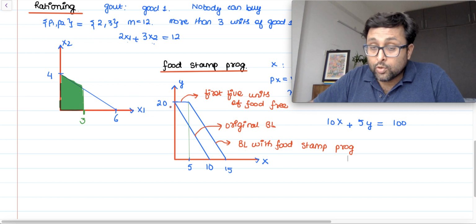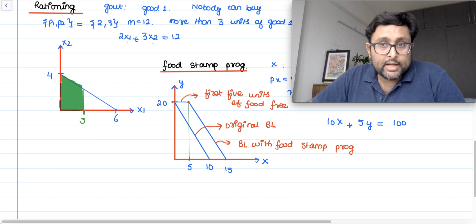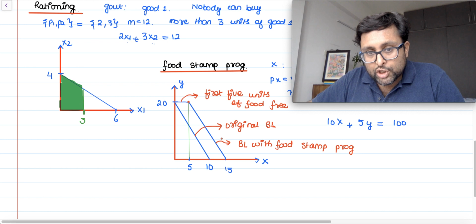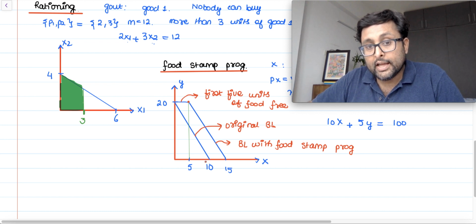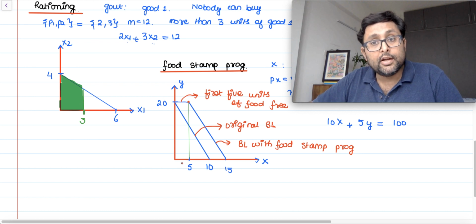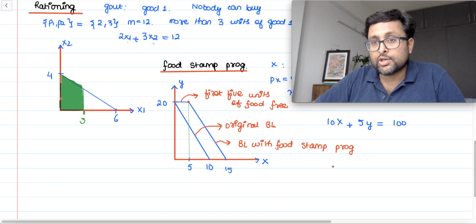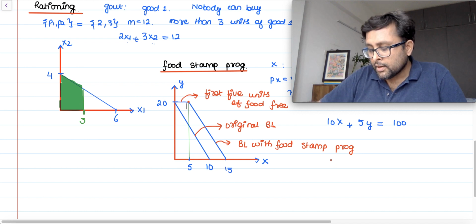You with me? So you could have started from here. You can still buy 20 units of Y and you can still have 5 units of food. You do not have to pay anything for food. So your budget line is shifted out this way. And even after getting 5 units of food, if you still want to spend your entire income on food, you can buy 10 more units of food. So you will jump from 5 to 15 there. You can join this line here and this becomes the budget line with food stamp program.